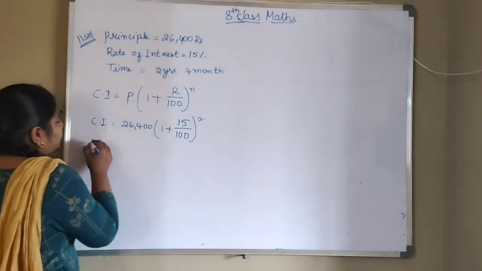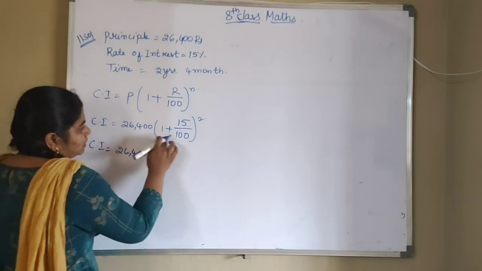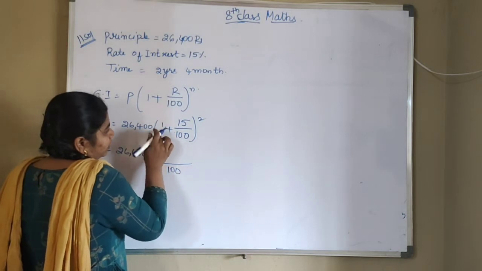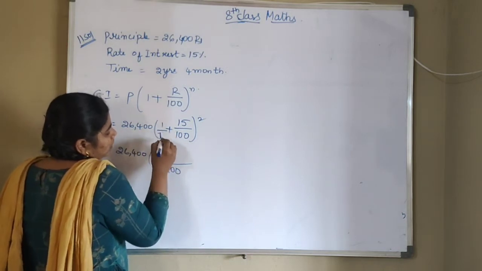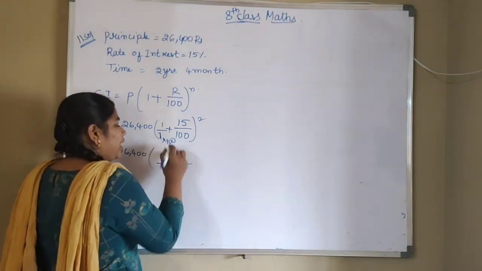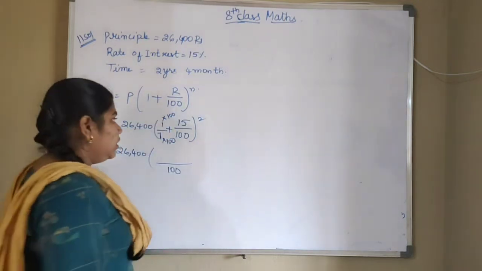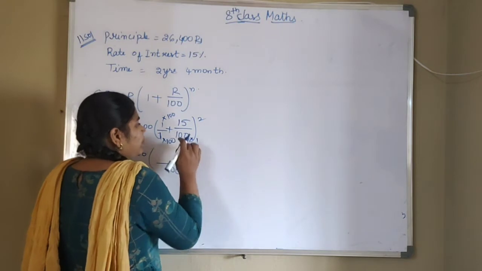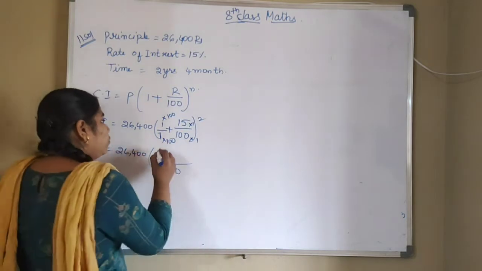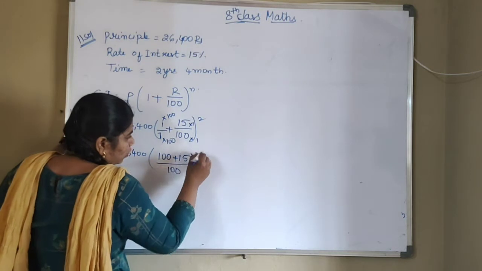Okay, so now 26,400, take the LCM here. What is the LCM? 100. In the denominator nothing is there, so we are writing it in the form of 1. For 1, how much will you multiply to get 100? So 1 into 100 will be 100. So the same 100 I am multiplying in the numerator also. Okay. So again for 100, how much will you multiply to get 100? That is 1 time. So 100s are 100 plus 15 ones are 15, to the power of 2.